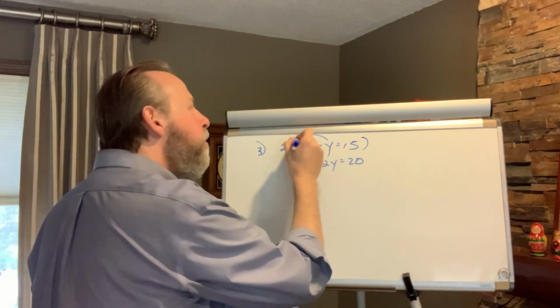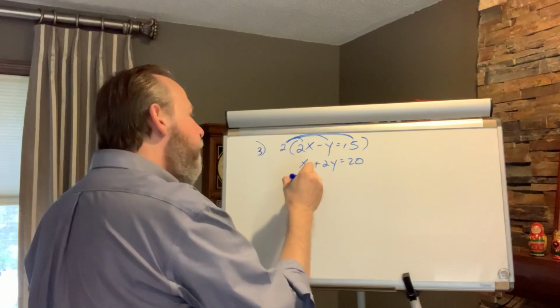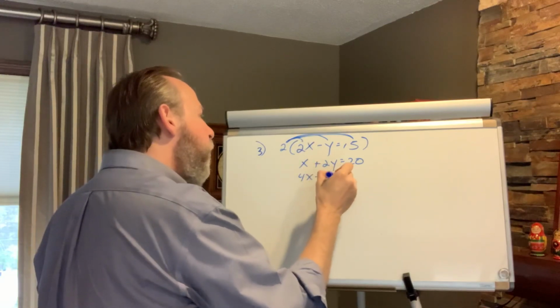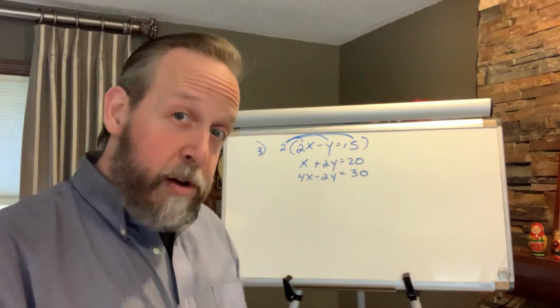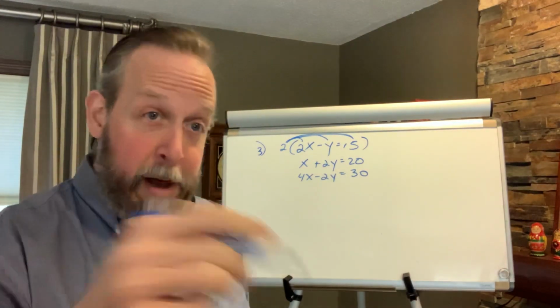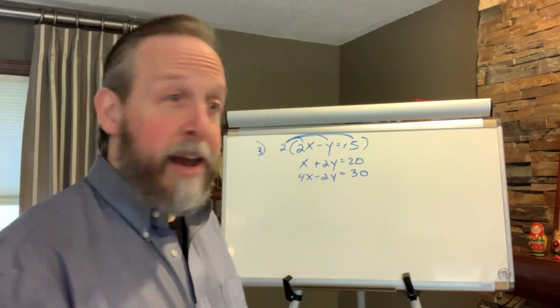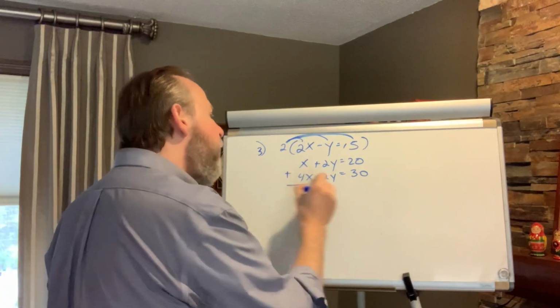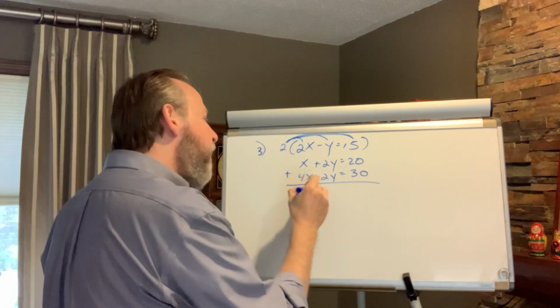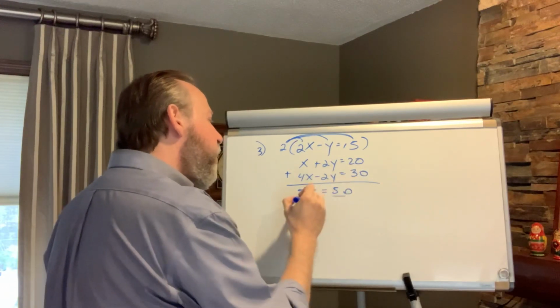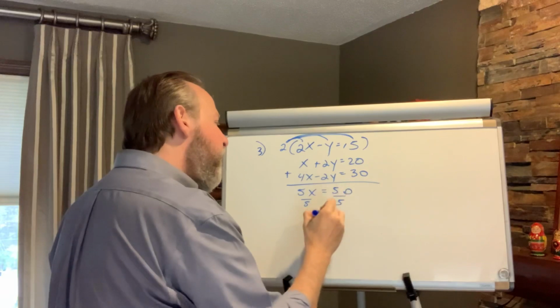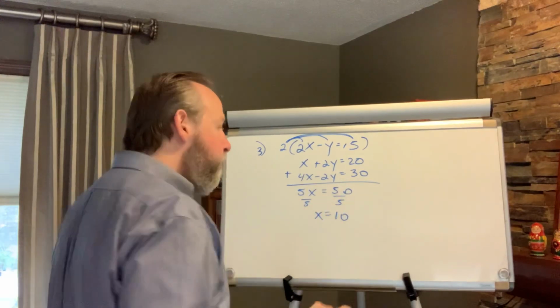It will distribute to all 3 parts: 4x minus 2y equals 30. Now I have standard form. They're stacked vertically. I have an opposite variable pair. I'm just going to add. X plus 4x is 5x. The y's are canceling. 20 and 30 is 50. We divide by 5. X equals 10.